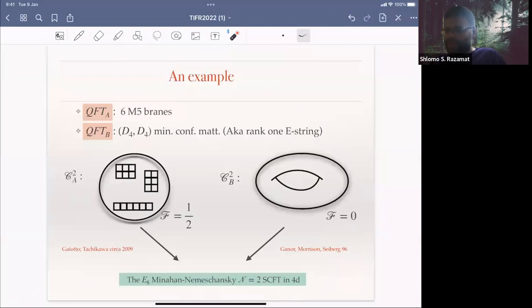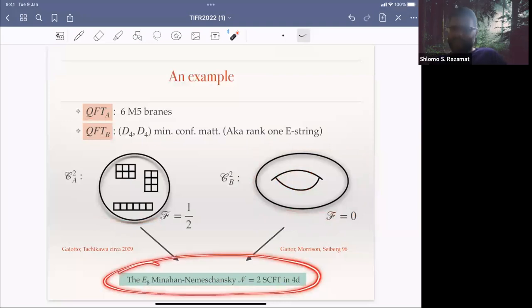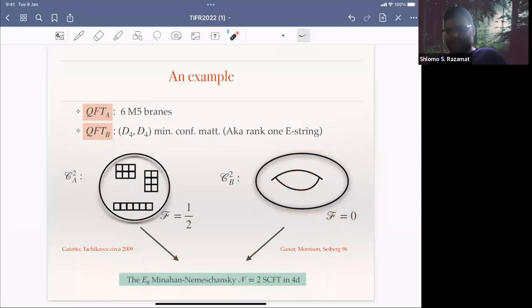So I will list a couple of examples. For example, if you take a certain number of M5 branes, some 2,0 theory, compactify it on some very particular type of 3-punctured sphere, you can obtain in 4 dimensions what is called the E8 Minahan-Nemeschansky theory with N equal 2 supersymmetry. You can obtain the same theory by starting from what is called the E-string theory and compactify it on a torus. So different starting point in 6 dimensions, different deformation, but the same theory in 4D. And there are many examples of that.